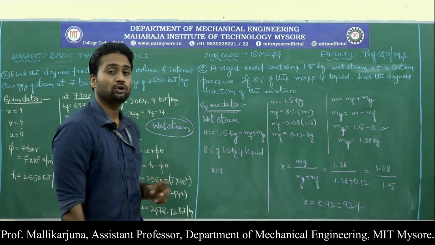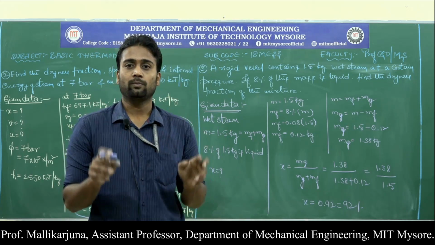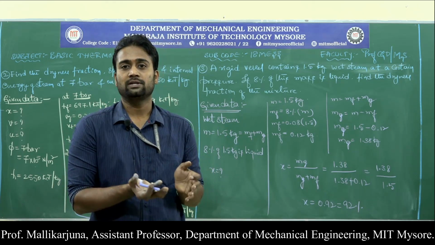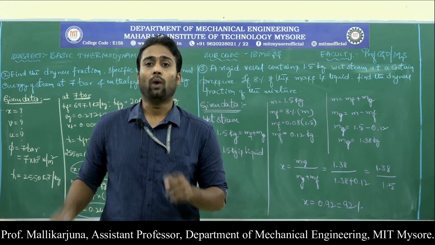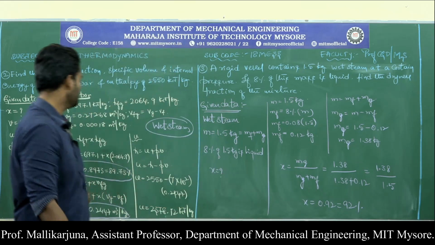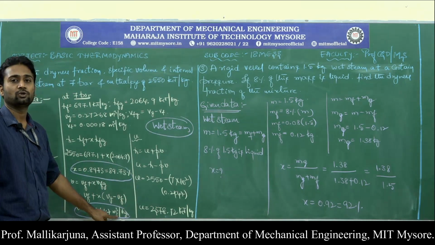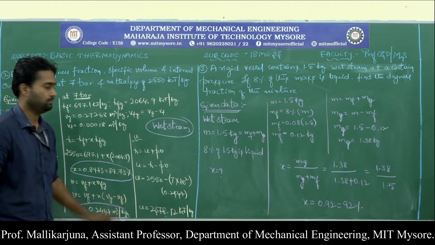0.2447 meter cube per kg, in the sense the volume occupied by the mixture, what he has mentioned to us, per kg is that much. 1 kg of mixture is going to occupy this much amount of meter cube. That is the meaning of specific volume.